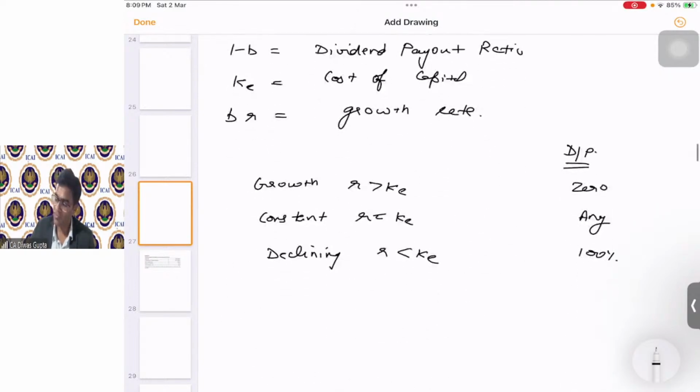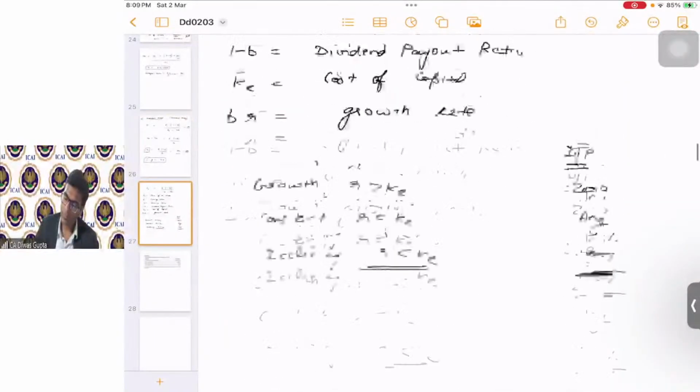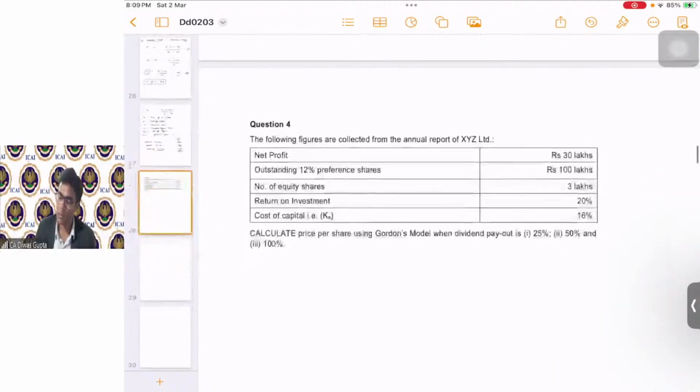Anmol is saying of which 100%, in case R is less than KE, it will be 100%, Anmol. We have discussed that table again, right? While discussing the Walter's model, we have discussed that table. In that we said it will be 100%. I hope this is clear, students, till now. Let's move ahead. Question number 4.